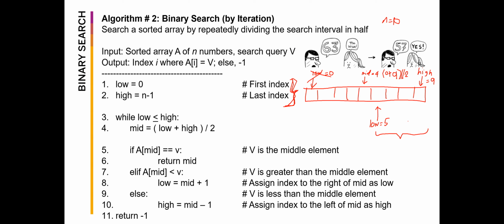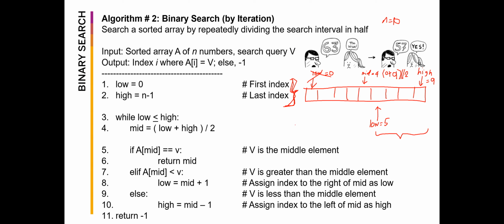Or do you want me to repeat that? Kung paano nangyari? Okay. So what basically happened is that if mid is not the right index, and again, the array is sorted, so we have an idea if it's higher or lower.